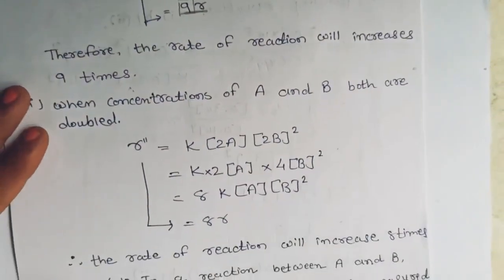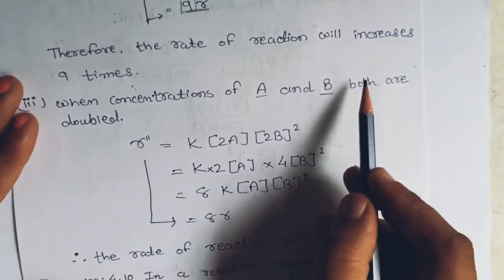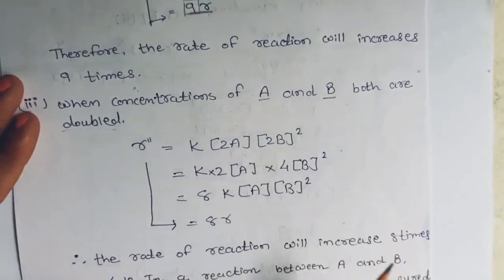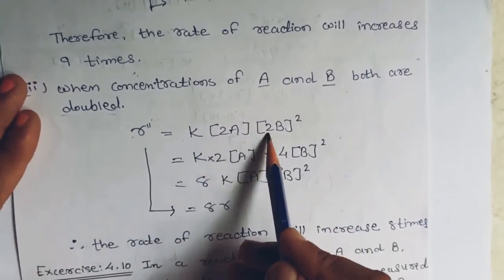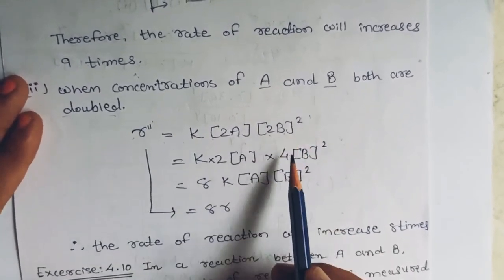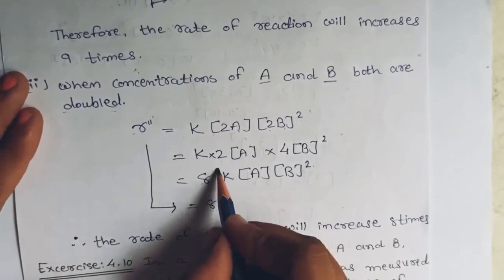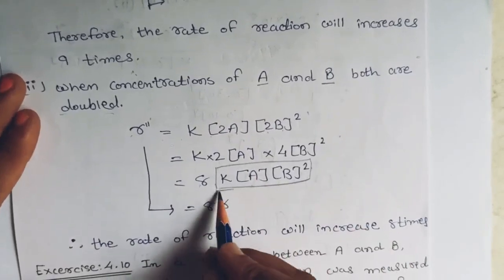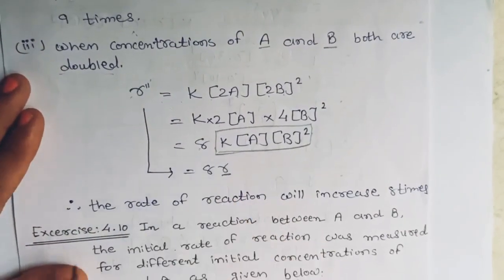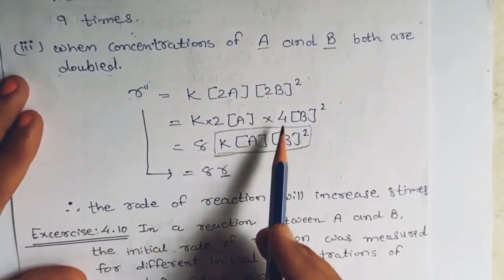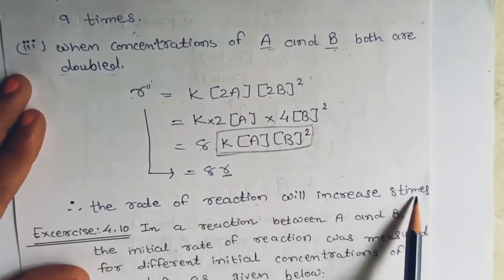Similarly, when we double the concentration of both reactants A and B, the rate will be R double dash equal to K 2A into 2B square. Now 2 square means 4 and 4 2s are 8, so 8K A B square. That whole term is nothing but our rate from the simple rate law, so we can write 8R. So whenever we double the concentration of both A and B, the rate of reaction will increase 8 times.